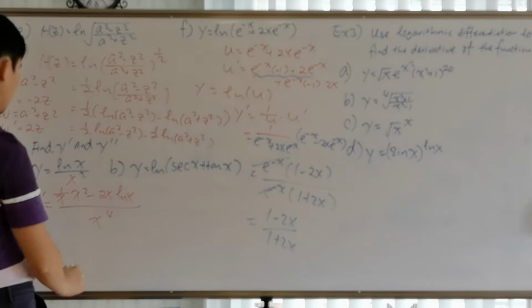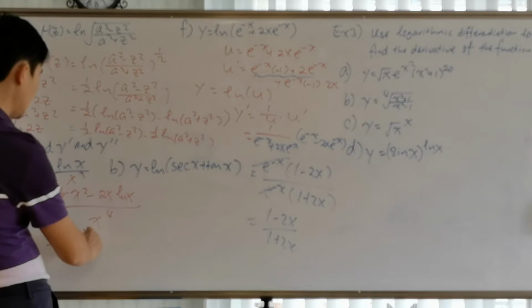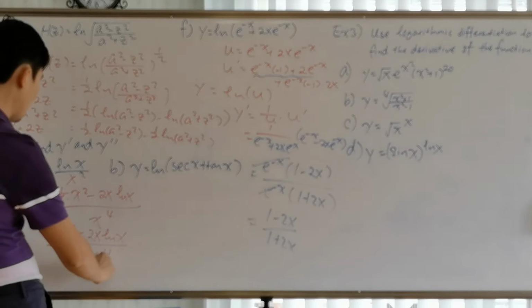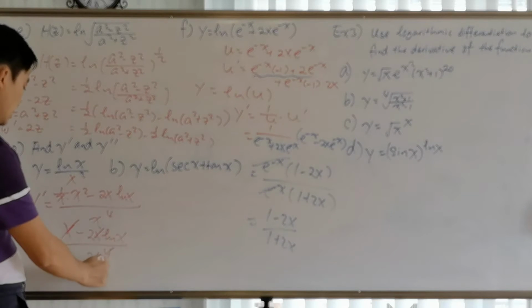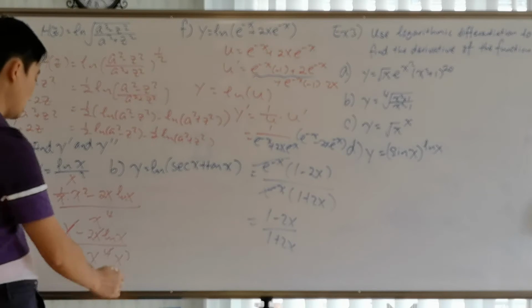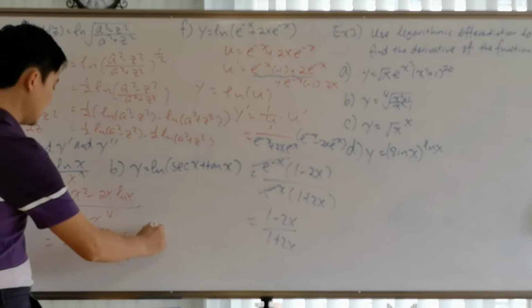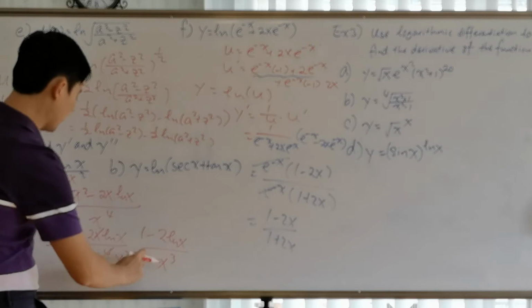And then the rest of this reduces, so that'd be x minus 2x natural log of x over x to the power 4. And as you can see, we can just cancel out the x, reduce down to x to the power 3. So it's 1 minus 2 natural log of x over x to the power of 3.